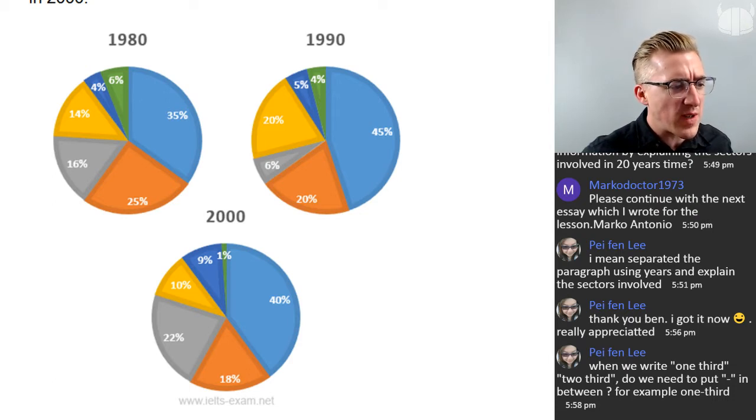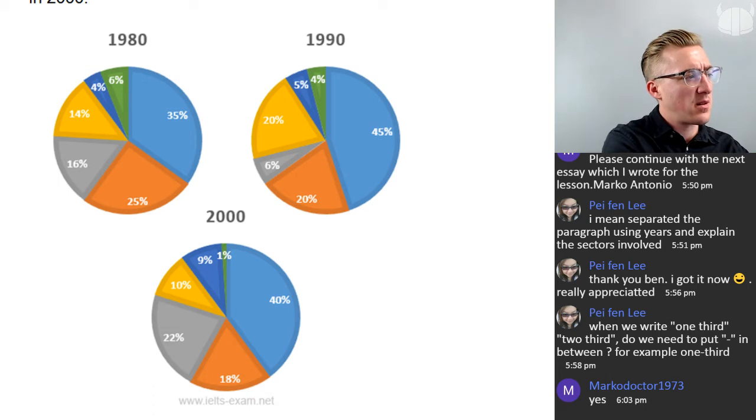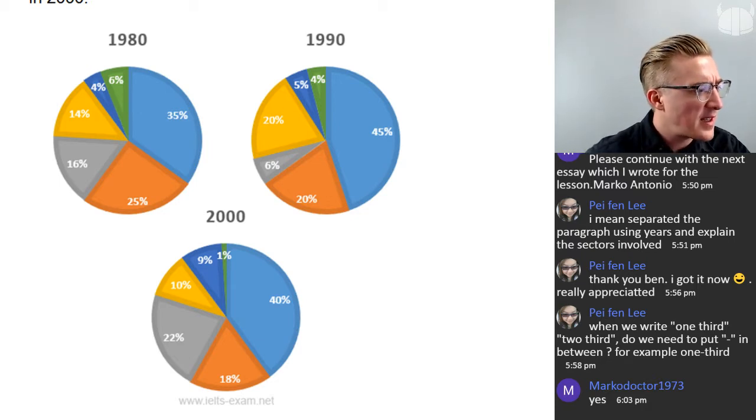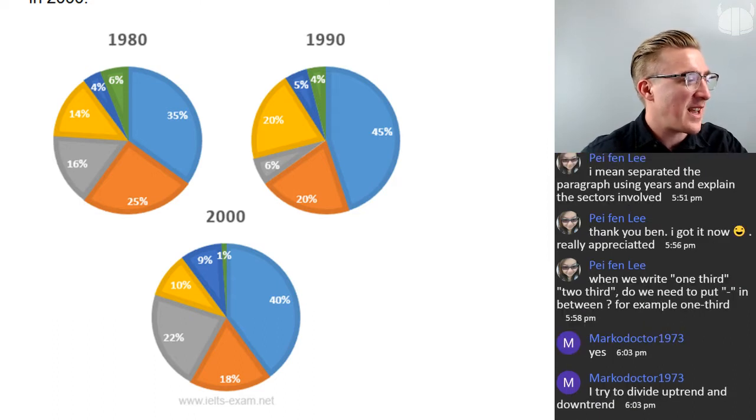When we write 1/3, 2/3, do we need to put blank in between? That's a good question. I think so. I better check. I don't want to give you the wrong. It's a hyphen. I'm not sure if it should be hyphenated always, or maybe it's a little more complicated than that. Yeah, according to the Chicago Manual of Style, it should be hyphenated in the noun and adjective forms. So, yeah, I think it's more of a style thing, but I would suggest using the hyphen. Yeah, uptrend and downtrend. That makes sense, Marco. Yeah, I think I got your idea there.